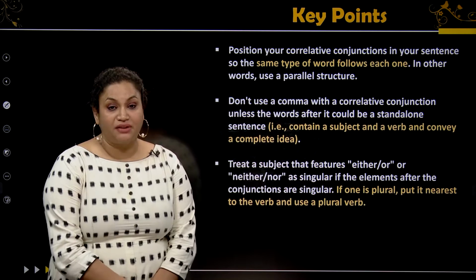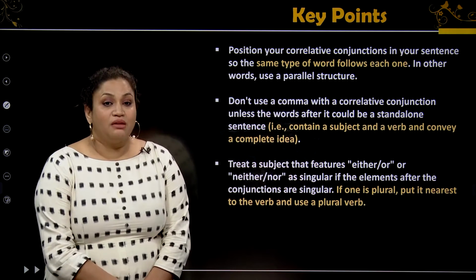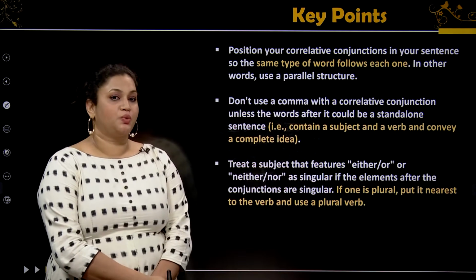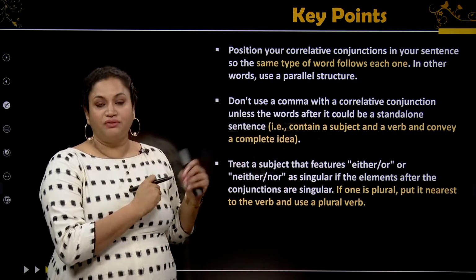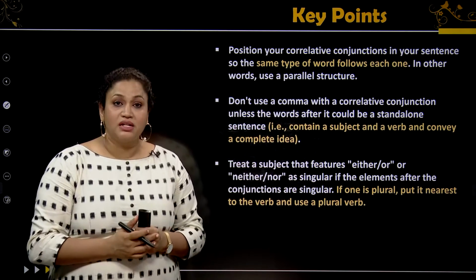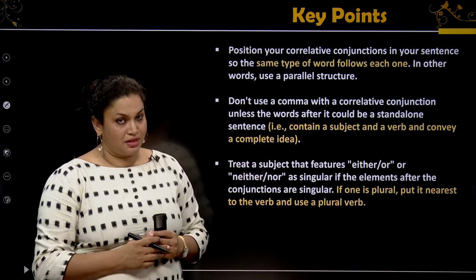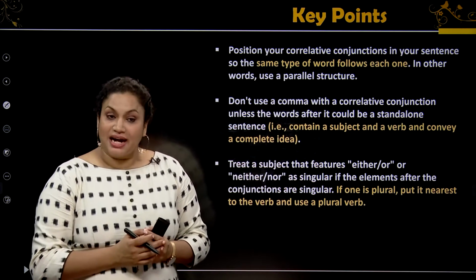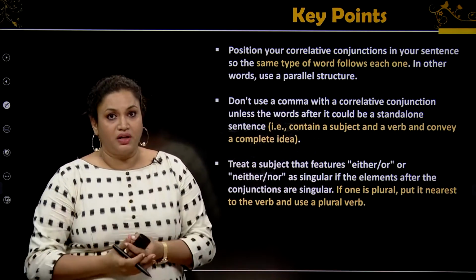Treat a subject that features either or neither nor as singular if the elements after the conjunctions are singular. If one is plural, put it nearest to the verb and use a plural verb. We have done this when we were doing subject verb agreement. Please check the subject verb agreement session to understand this better. I have explained it at length as to how to work on it.